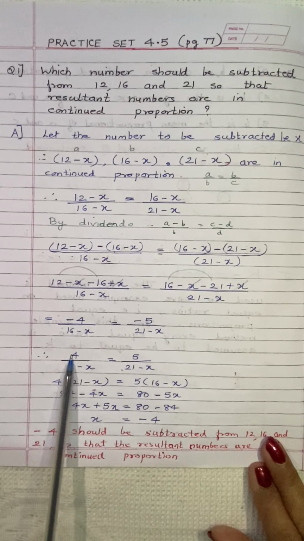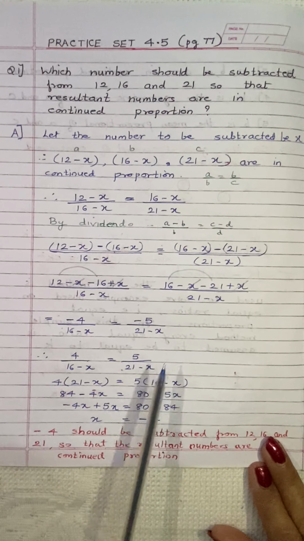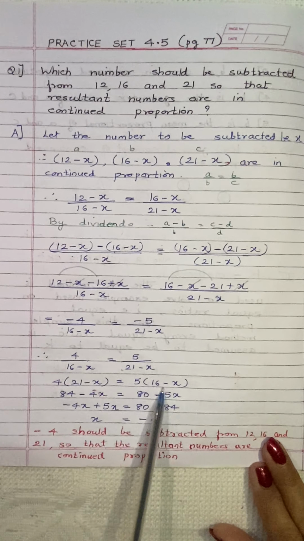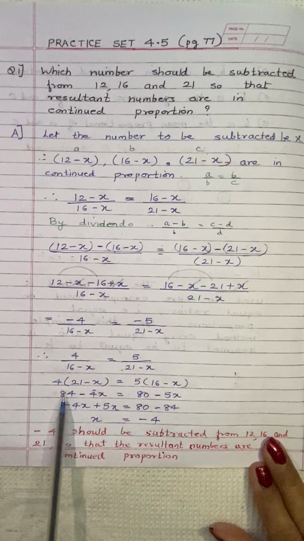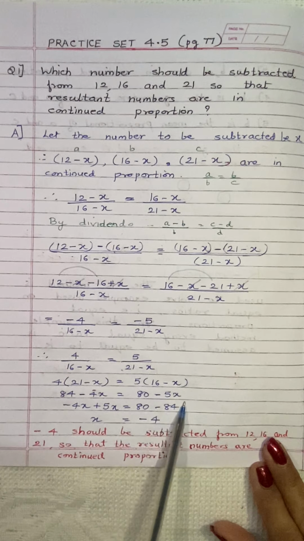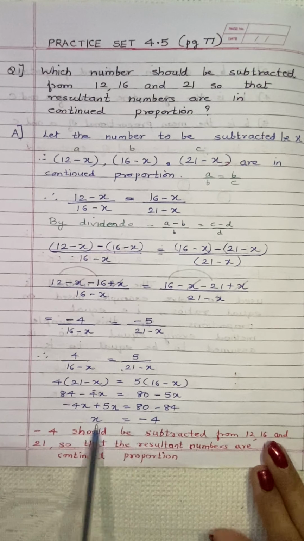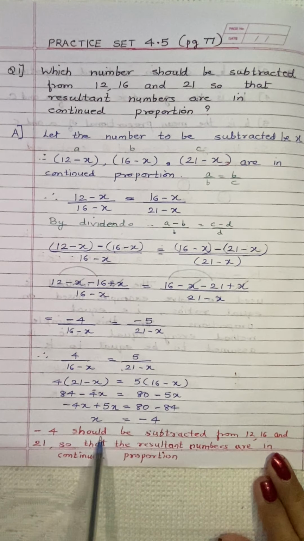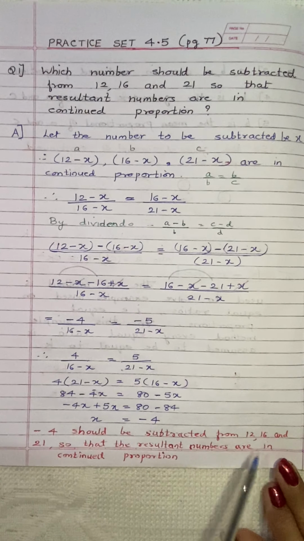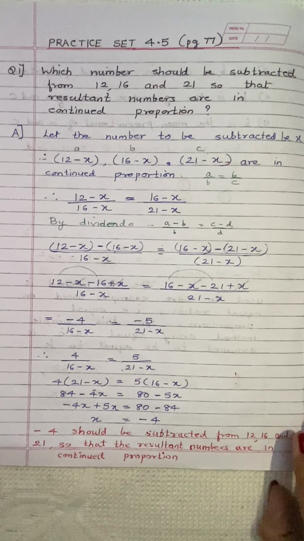Now this expression will go to the right hand side, and this will go to the left hand side. So 4 into 21 minus x and 5 into 16 minus x. When we multiply, we get 84 and 4x, 16 fives are 80, and 5x. When we solve further, we get x is equal to minus 4. Minus 4 should be subtracted from 12, 16 and 21, so that the resultant numbers are in continued proportion.